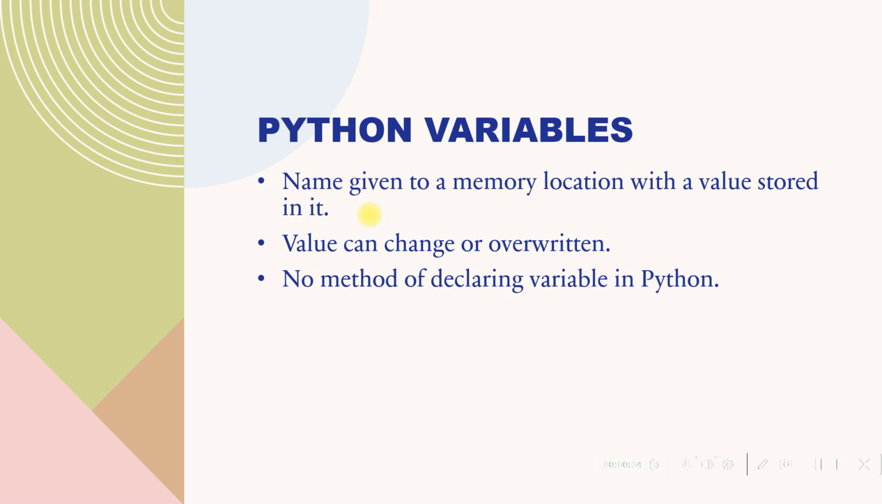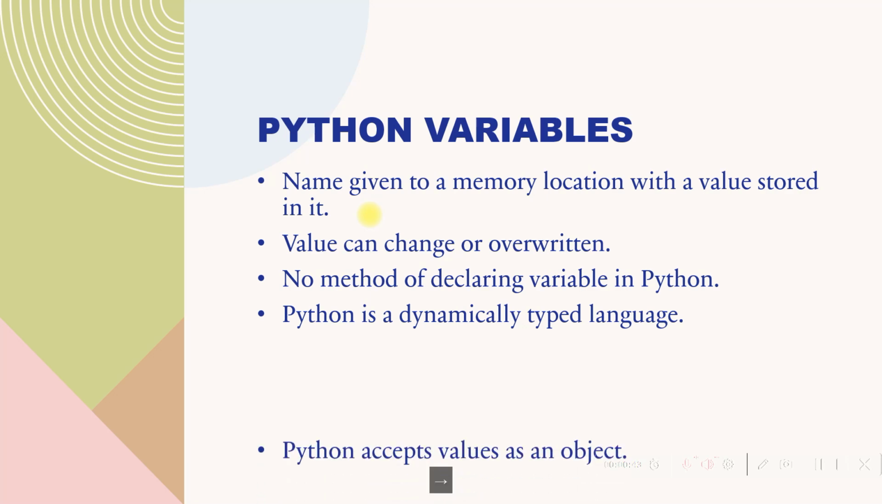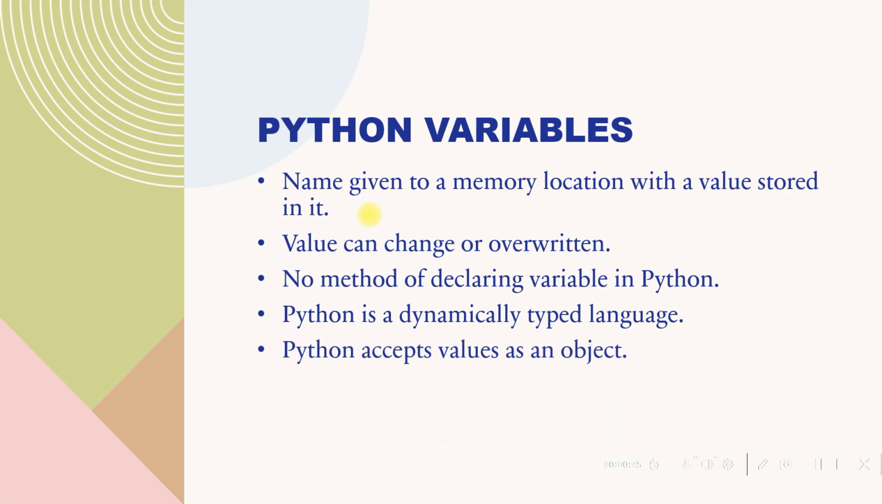So why does Python not have any way? Because Python is a dynamically typed language. When we say Python is a dynamically typed language, that means Python accepts values in the form of an object only. So it doesn't matter whether we are using integer value, string value, float value, or any other value. Python will always treat those values as an object only.